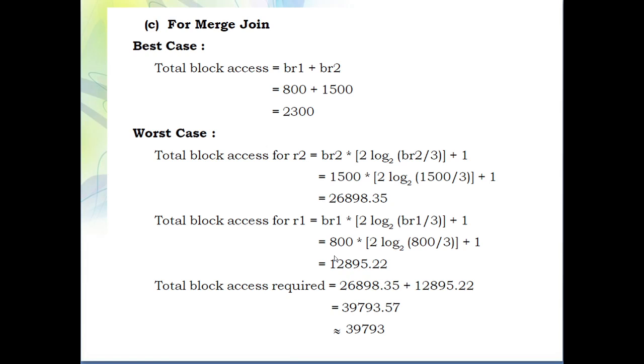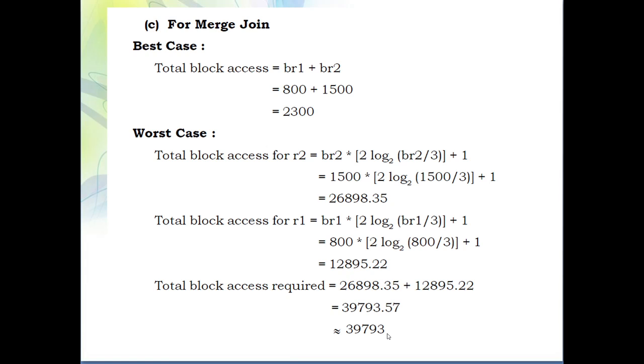Here we have calculated the total block access for relation R2, and here the total block access required for relation R1. Finally, we need to add both values, and you will get 39793.57. We need to round it off. As it is .57, we can round up to 39793, or you can say 794.